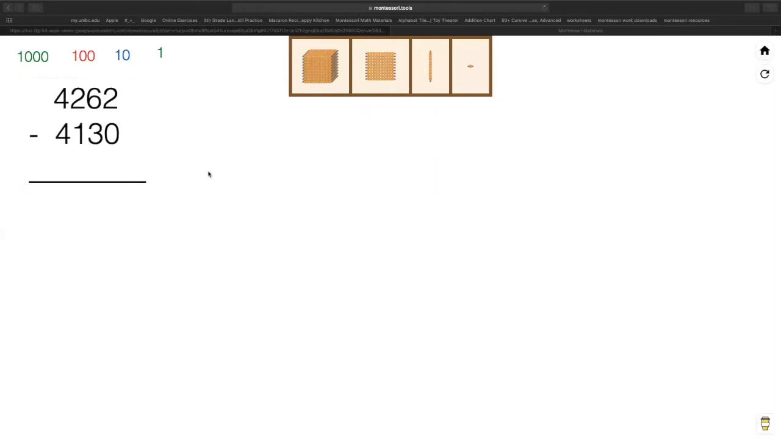When you're ready, you can find this math problem on your sheet. And I'd like you to form this first number by yourself. So make sure you're forming this number, 4 1000s, 2 100s, 6 10s, and 2 1s with your beads.